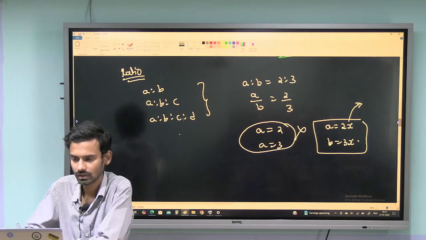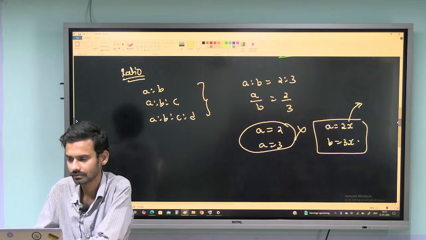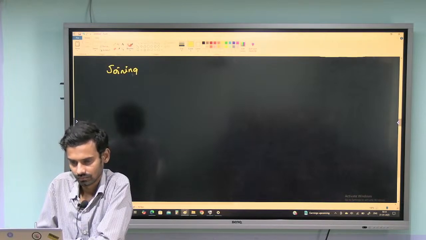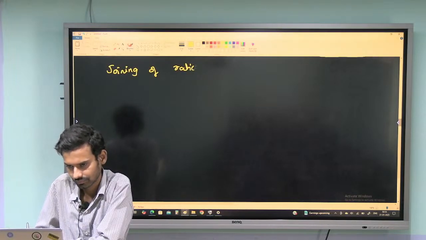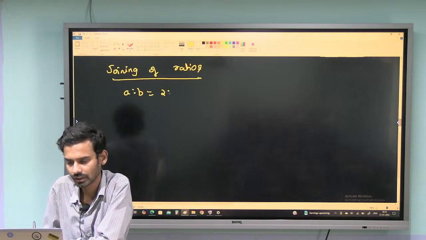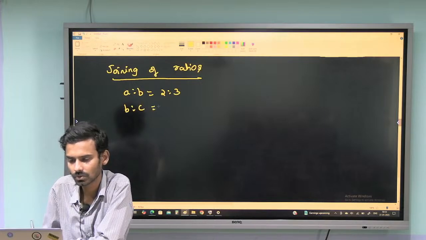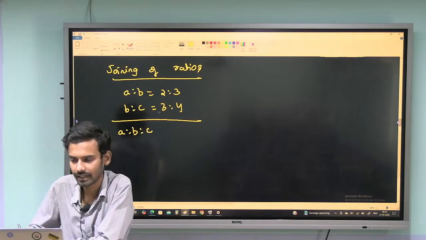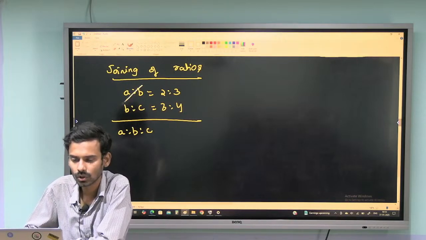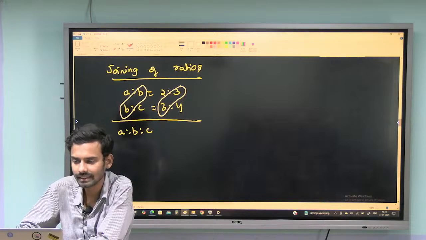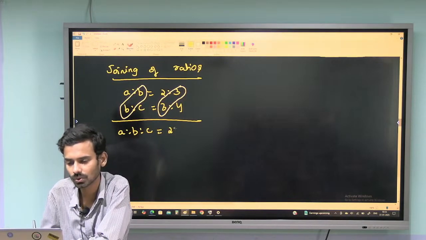Then coming to joining of ratios. Suppose it is given as A is to B is equal to 2 is to 3 and B is to C is equal to 3 is to 4, and they ask us to find the A is to B is to C value. Now if I compare here, in both the ratios B is common, and when I compare the numbers in the ratios, B is the same in both cases. So if this is the case, I can directly combine the two ratios as 2 is to 3 is to 4.